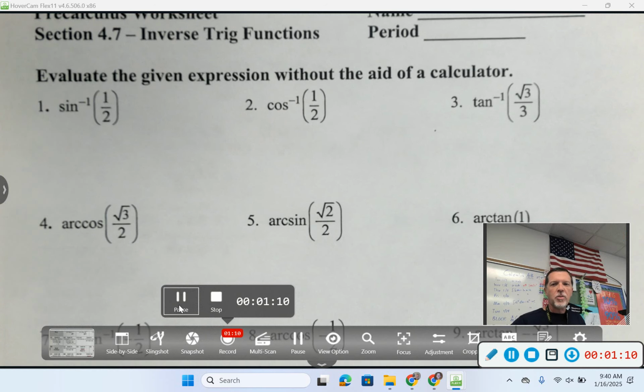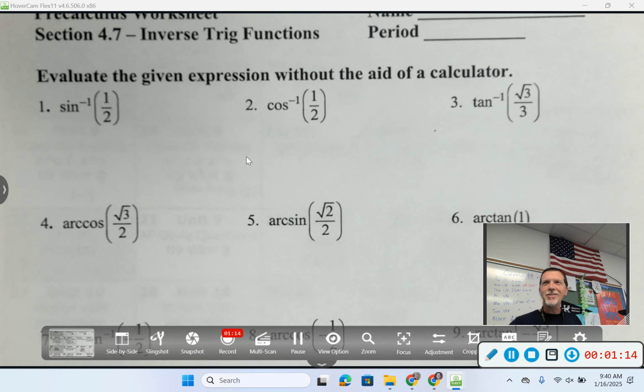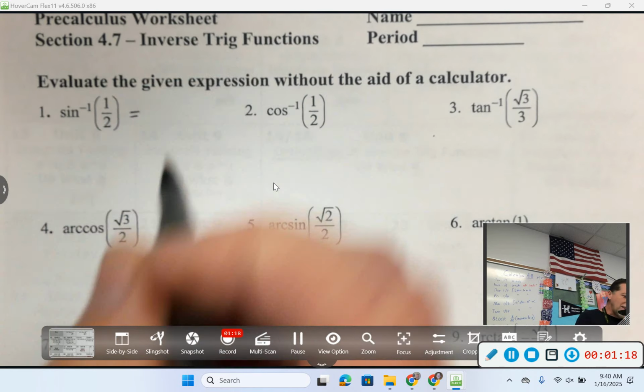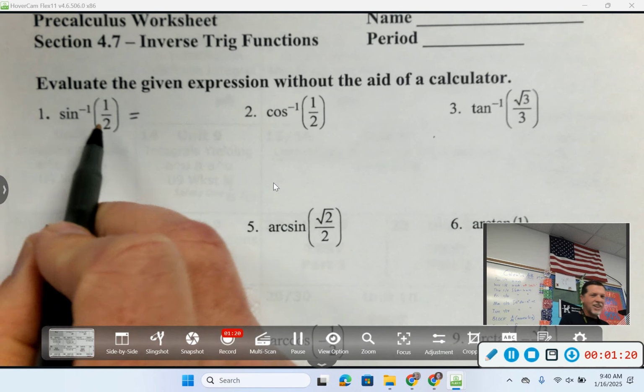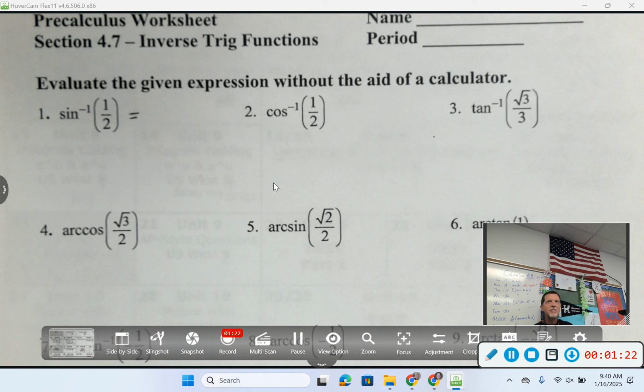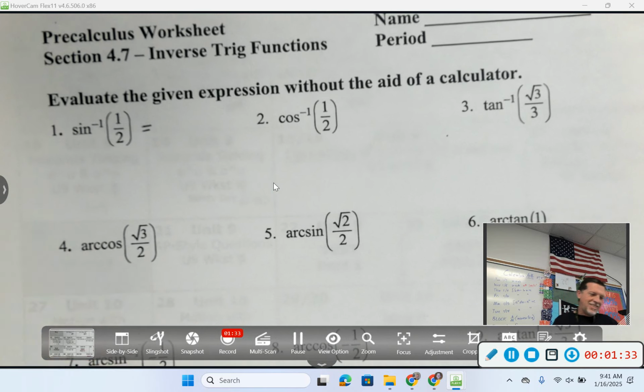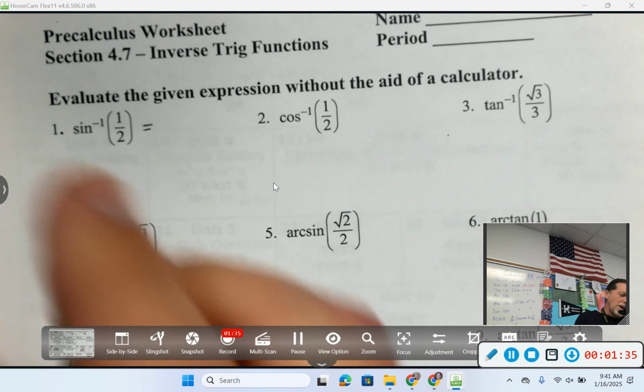Try the first three. Do I need to go over the first one? Okay. So do you remember what that means? Inverse sine of 1/2. So what's the question you're asking yourself? 1 over that. 1 over sine. It's not 1 over sine. Cosine. No, well, way off.